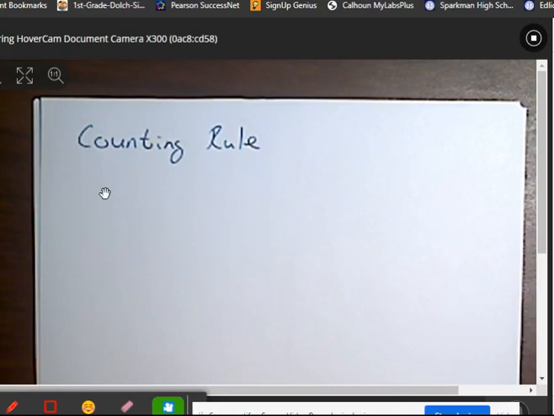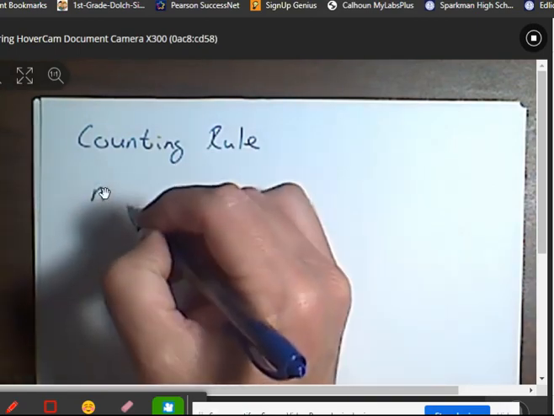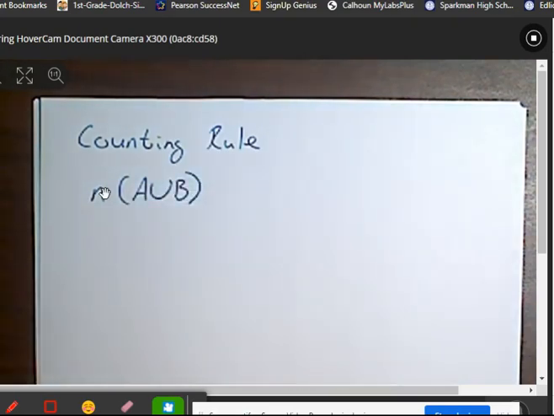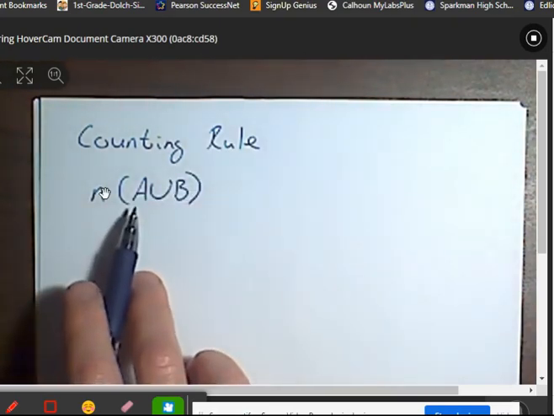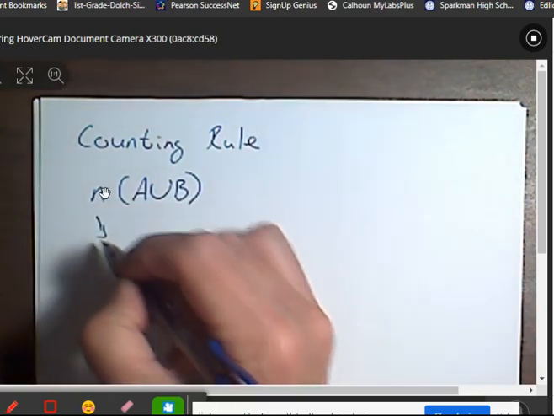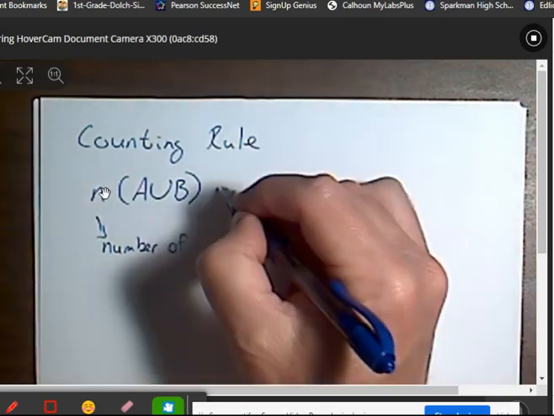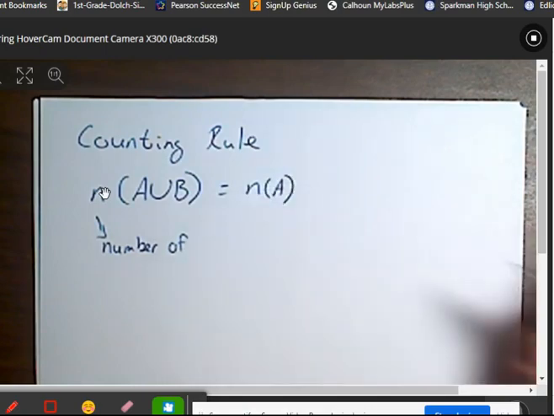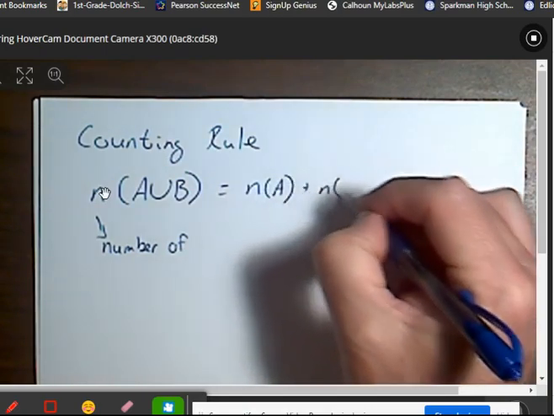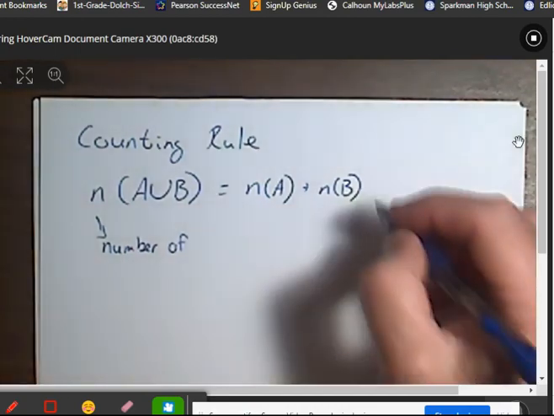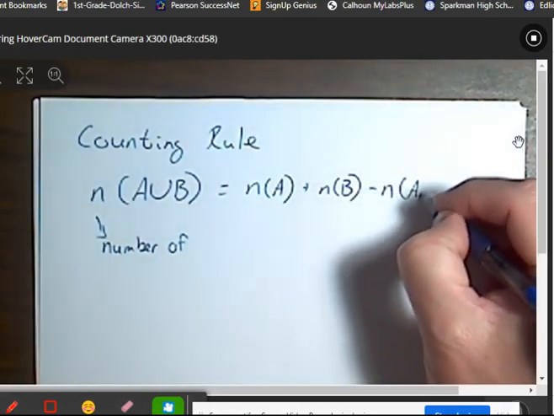And with the counting rule, this is talking about intersections and unions and different things. They're going to start you off with basically this: the number in the union of A and B. The N here is the number of elements. You're going to take however many elements you have in A, however many you have in B, just take the two individually, and then you have to take out the overlap of those two, which is the intersection.